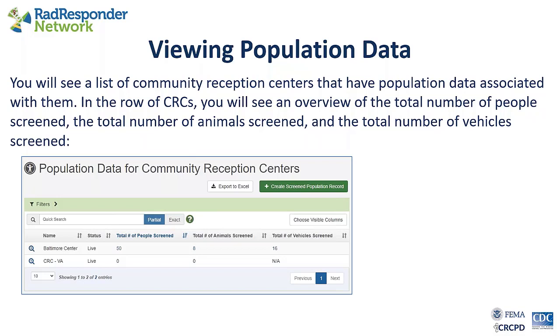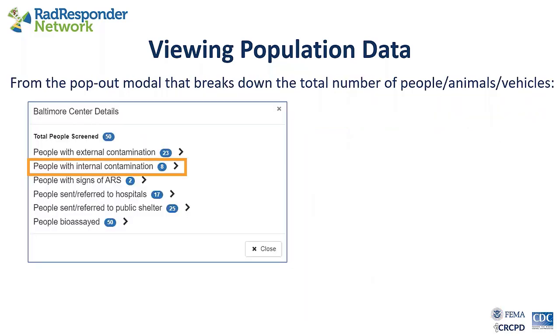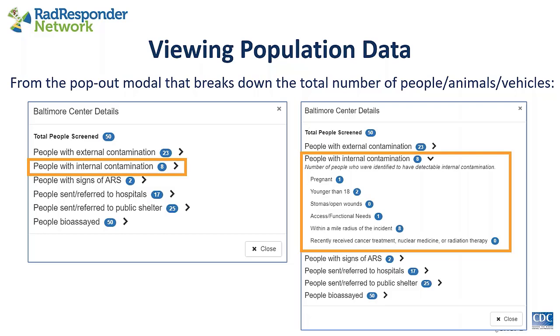So if you want more information about the total number of people screened at this one CRC, you'll click that number and you'll get the breakdown. So there were 50 people screened, 23 had external contamination, 2 had signs of ARS, etc. If you want to view the characteristics for each of those, you can expand it. So here we have people with external contamination were 8. If I were to expand this, I then have the individual breakdown of all the characteristics that I'm tracking.